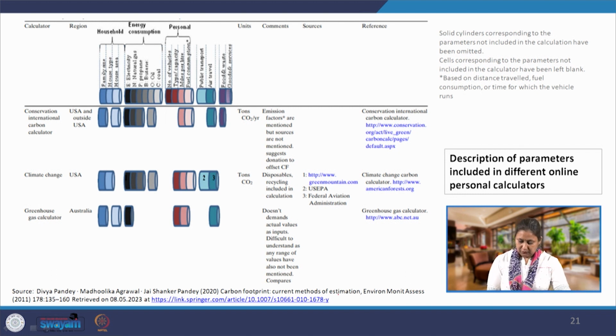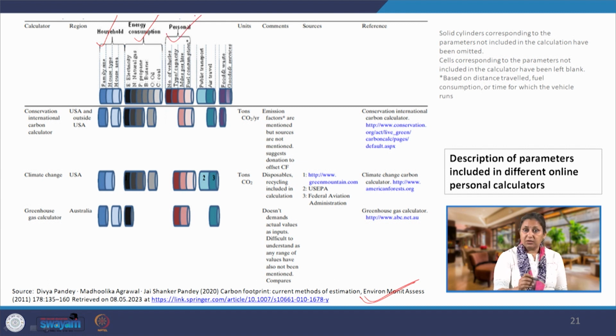This is one very good reference that you can go through, and you can read about several carbon footprint calculators that are available. So, we have a lot of calculators from the USA: Conservation International Carbon Calculator, Climate Change Calculator, Greenhouse Gas Calculator. Several developed countries have developed calculators, but primarily the parameters accounted for in these calculators are often the household energy consumption, which is definitely a fair thing to do, because energy is the major contributor to greenhouse gas emissions, which we have seen.